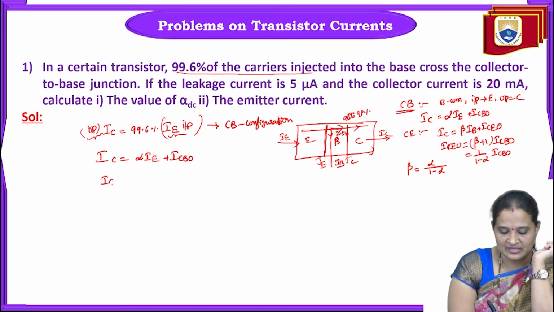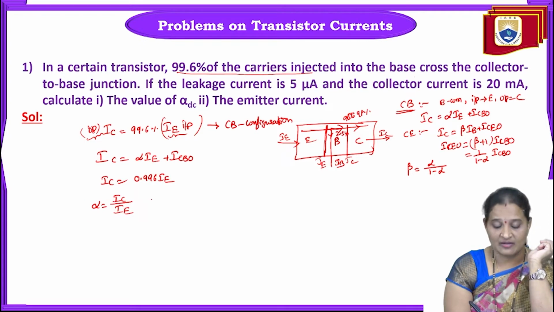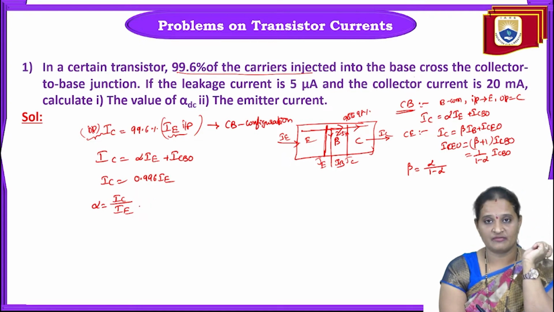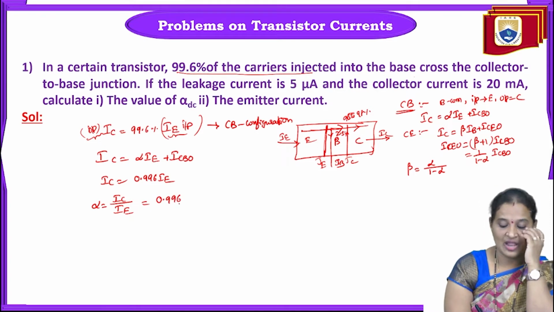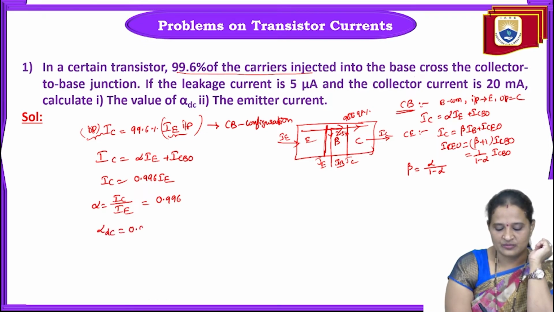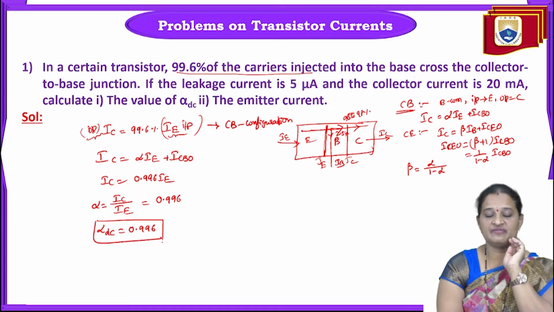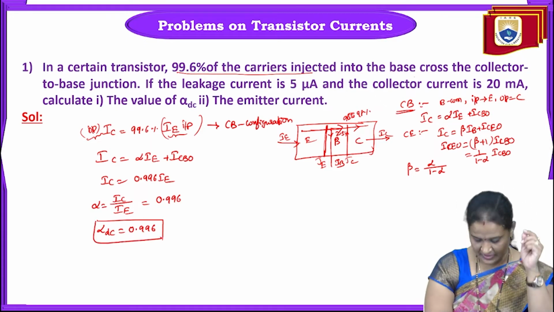Here IC is 99.6 percent, meaning 0.996 into IE. So IC divided by IE, which we can also define as alpha, the common base configuration amplification factor, equals 0.996. This is the value of alpha. He asked us to find alpha DC, which we have calculated as 0.996, defined as the ratio of IC to IE.